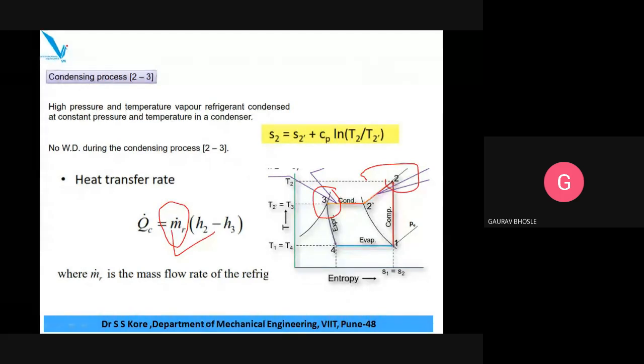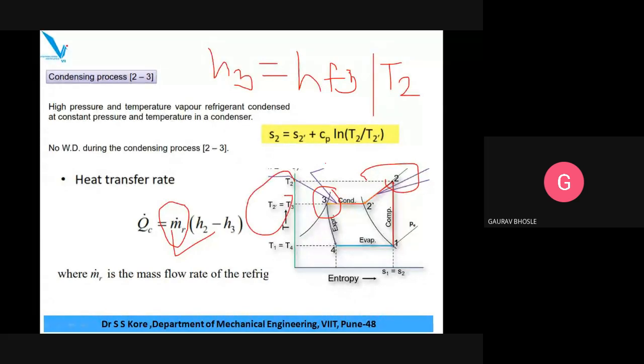We have already found H2 in the previous case. Now we will think about how to find H3. H3 is the enthalpy of liquid. I will write it as Hf3 at condenser pressure T2. It is given here as T2. At condenser pressure, the property table is given. At T2 you have to refer Hf3, that is the enthalpy of liquid. Then take the difference H2 minus H3 and we can find the amount.